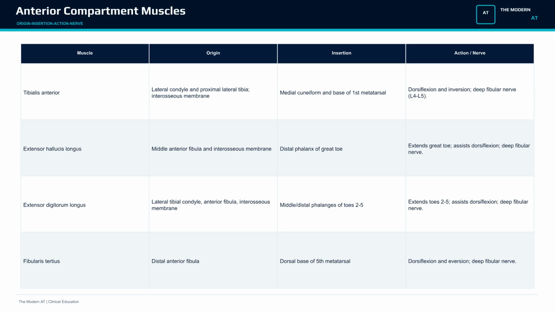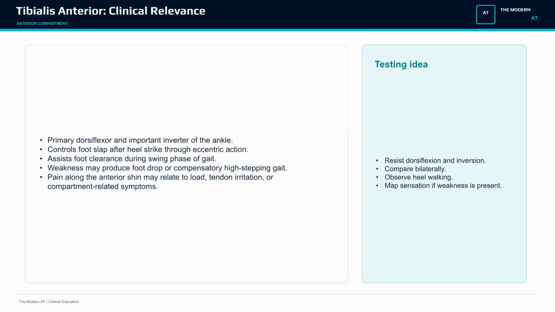To make the table clinically useful, pair each muscle with a resisted test: ankle dorsiflexion and inversion for tibialis anterior, great toe extension for EHL, lesser toe extension for EDL, and dorsiflexion with eversion for fibularis tertius. Tibialis anterior is the primary dorsiflexor and also contributes to inversion.